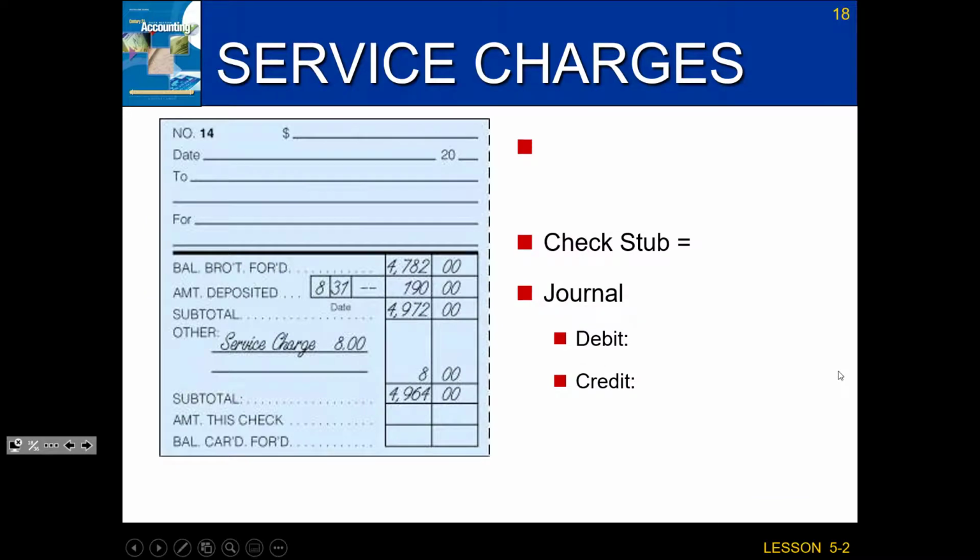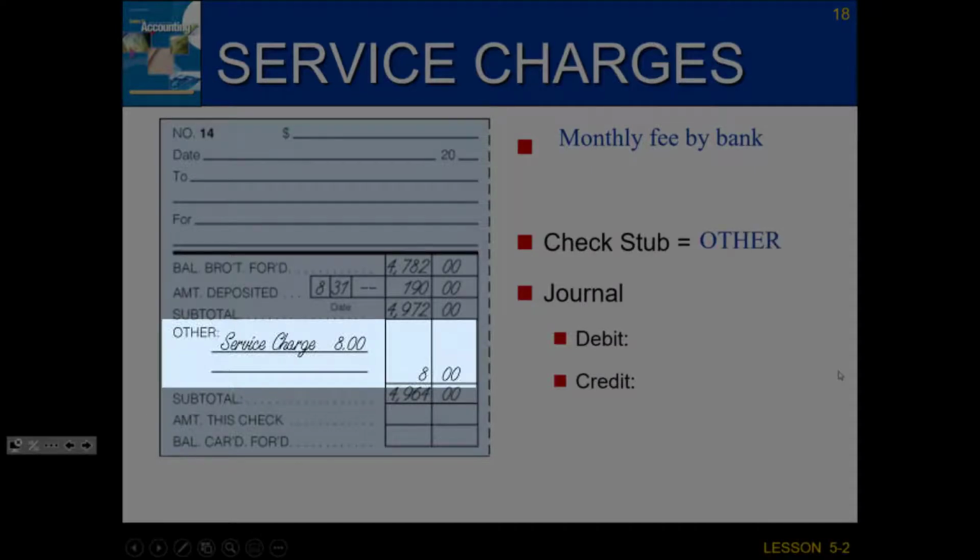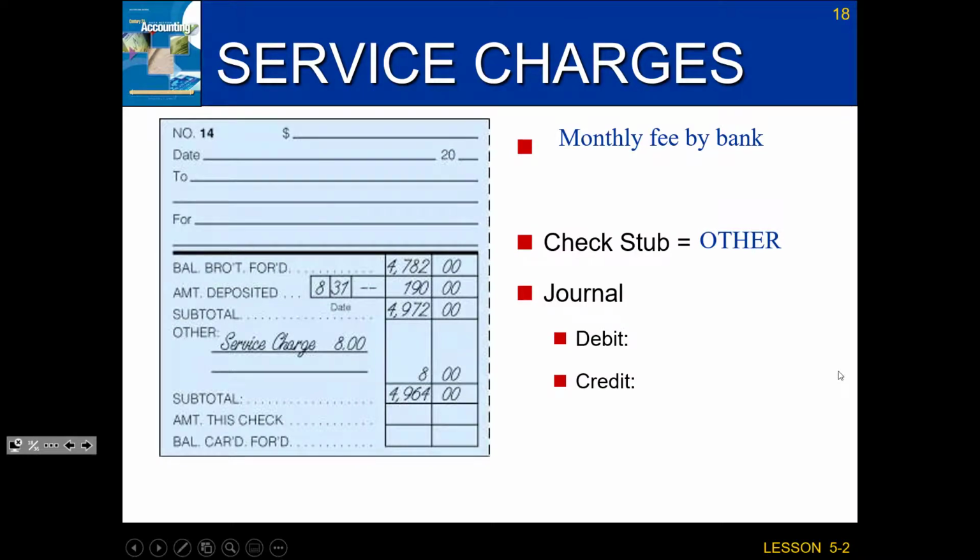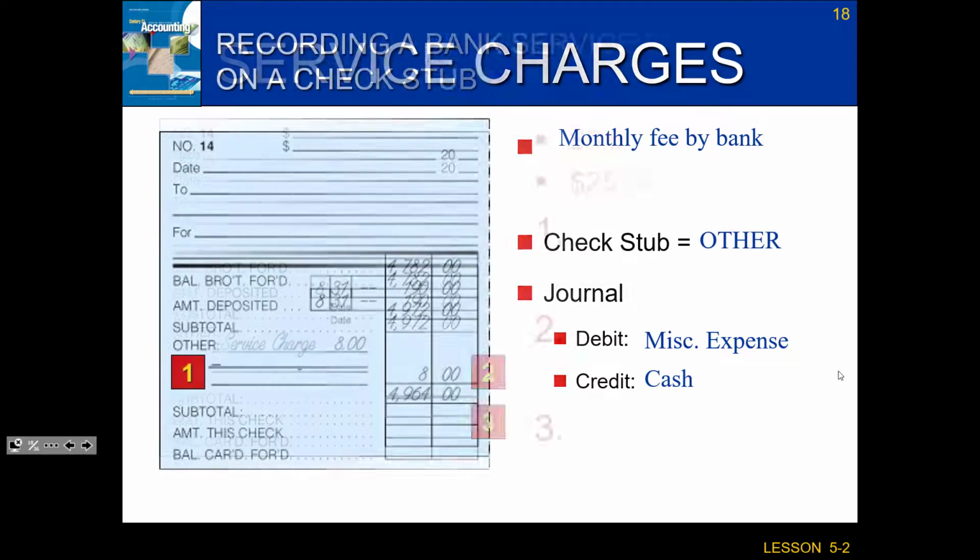So what we want to do is make sure that we are journalizing and recording any service charges that might happen. Now, again, a service charge is a monthly fee by the bank. And when we look at our check stub, the service charges are going to be recorded in this other section. In addition to recording it on the check stub, we have to journalize our service charge. So a service charge is money coming out of our checking account, which is the same as cash coming out. So if cash is decreasing, that's going to be our credit on the journal. And then we're going to debit a miscellaneous expense that occurred. So this is what it would look like if we filled out a service charge on a check stub.